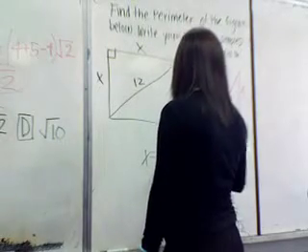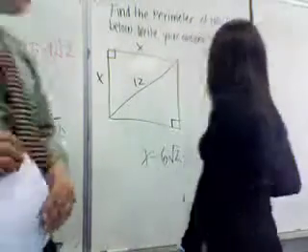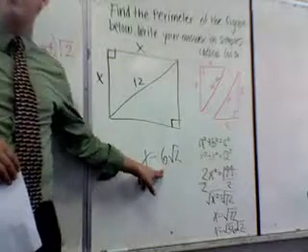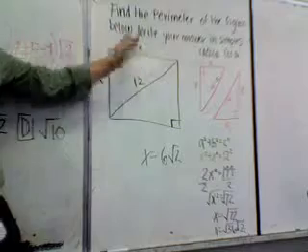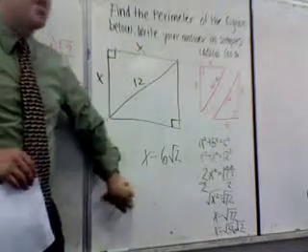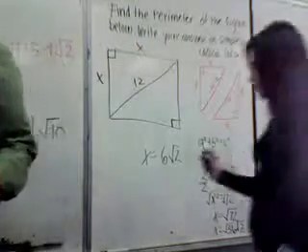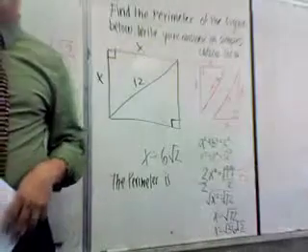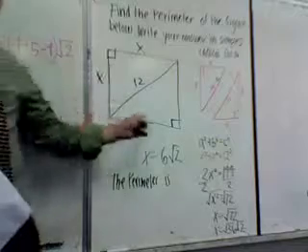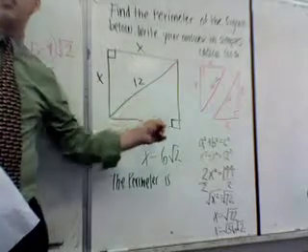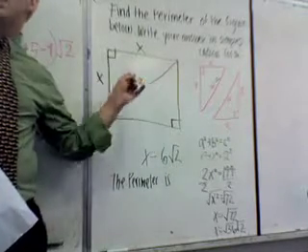Are we done with this problem? No, because they're asking for the perimeter. So we have to answer the question. It says find the perimeter of the figure below. The perimeter is, now write that. The perimeter is what? We have x, 6 root 2, and we want to find the perimeter, so how many times do we have to count x?